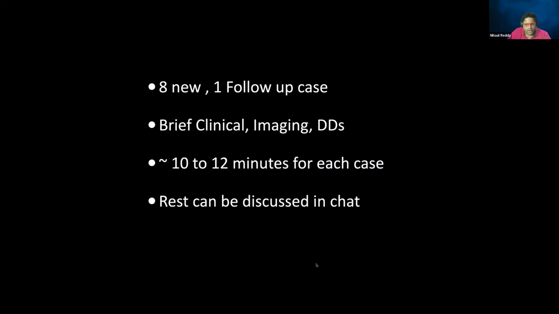So we have 8 new cases today, one follow-up case. We'll be discussing brief clinical imaging, phenotype, and differential diagnosis for each case, which is not proven. We'll stick to 10 to 12 minutes for each case, and if it goes over that, we'll deal with the case in the chat so that we can stick to the time.